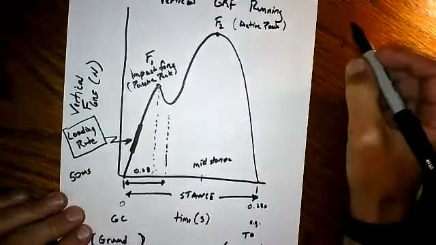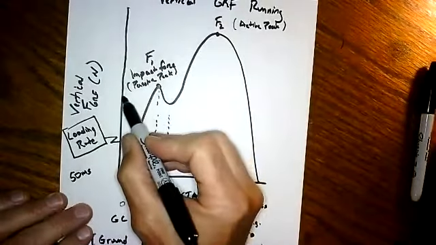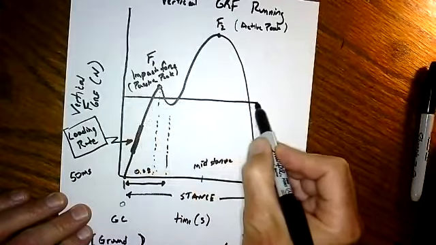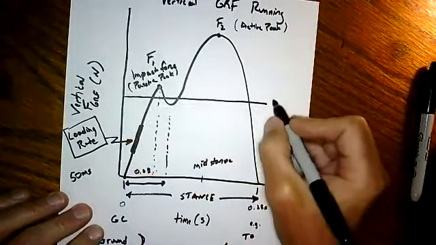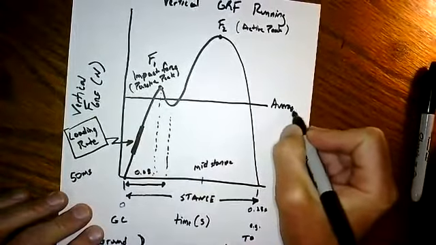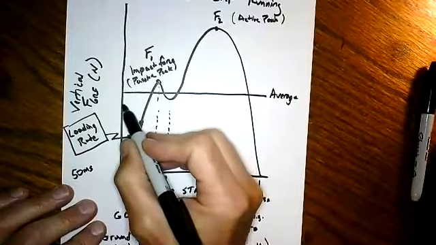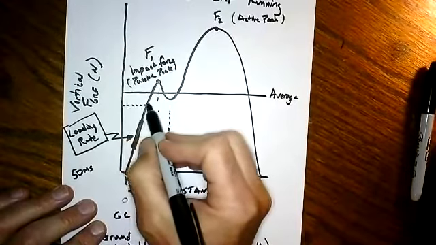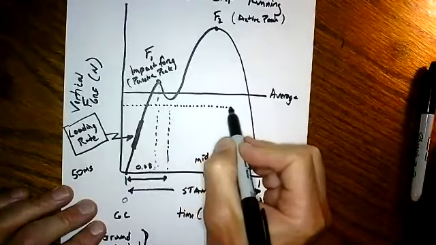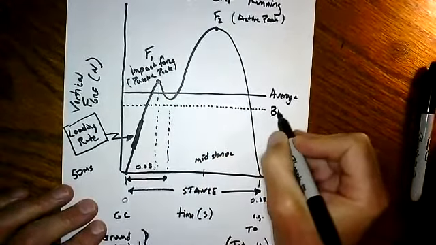Another parameter we would calculate is the average force. So I'm just going to draw this over like this. We just calculate the mathematical average of all these data points. Now, interestingly, body weight, I can put body weight anywhere. Body weight is not the average force. If you take the average of all this, it's not going to be body weight.